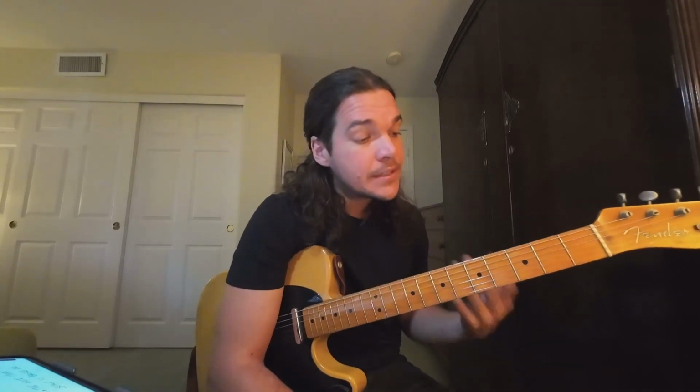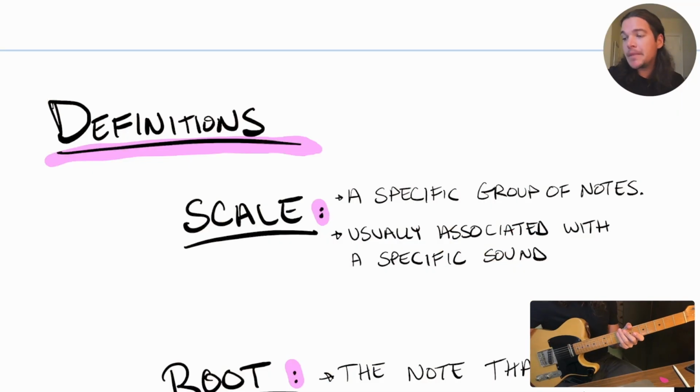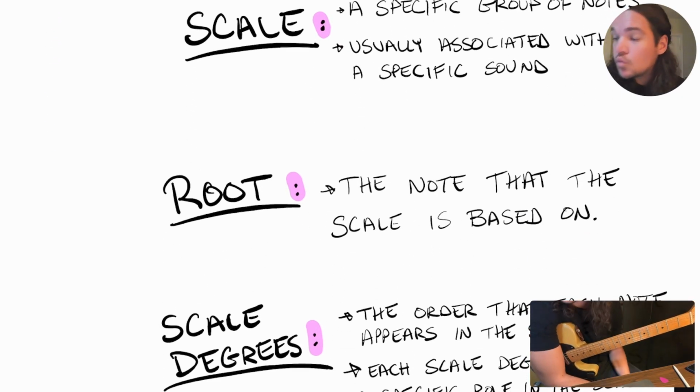So those are the two most important things I think about when defining the term scale: it's just a specific group of notes, and when we have a scale, we associate that scale with a specific sound. There is another layer deeper where we could have a discussion about a scale being more the relationship in between the notes, but that might be a little out of the scope of this lesson for today.